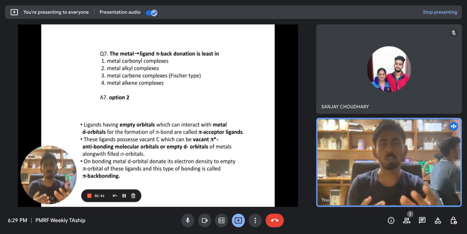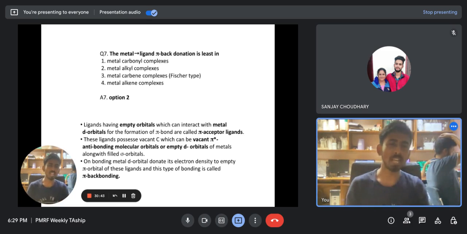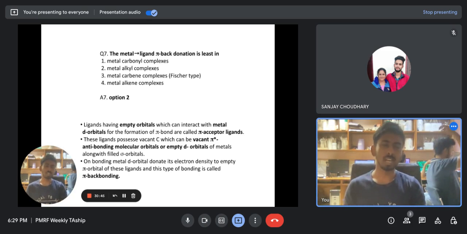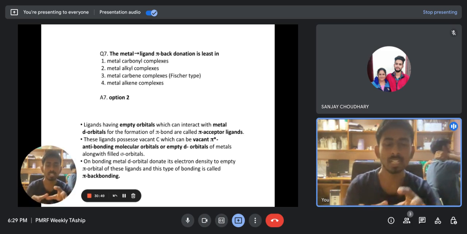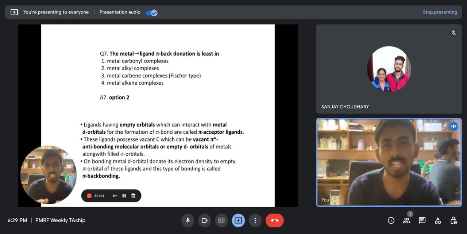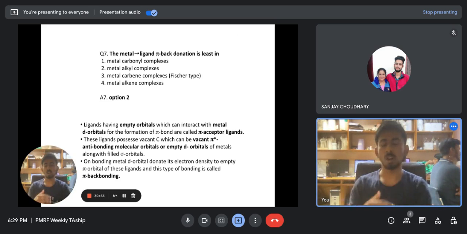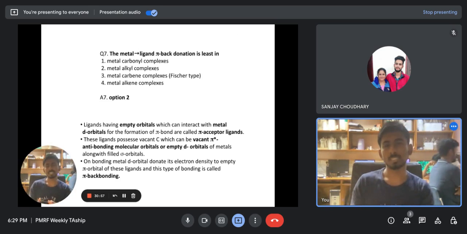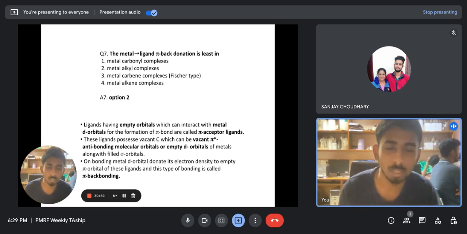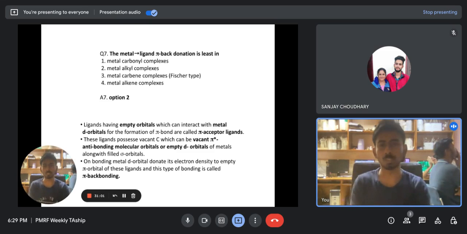In case of the Fischer type of carbene also, the p orbital on the carbon center is vacant, and that is able to drag the electron density of the metal center toward itself, and that's why the metal's electron density gets decreased. That is the way of pi back donation in case of carbene.